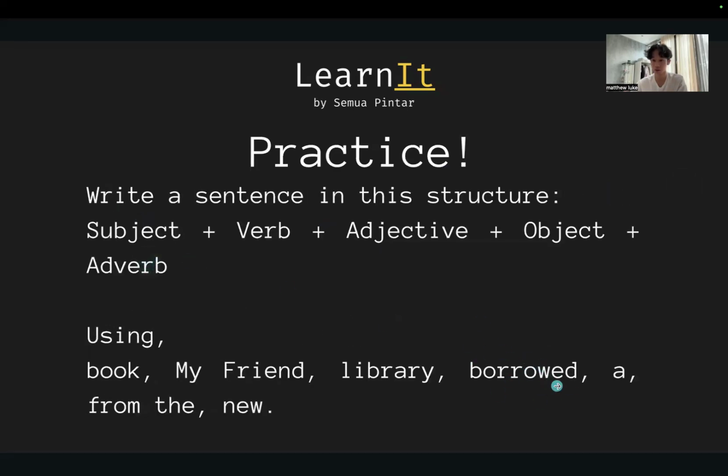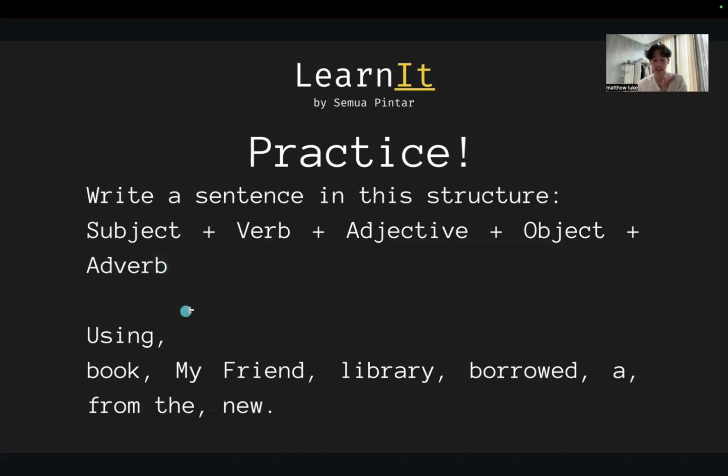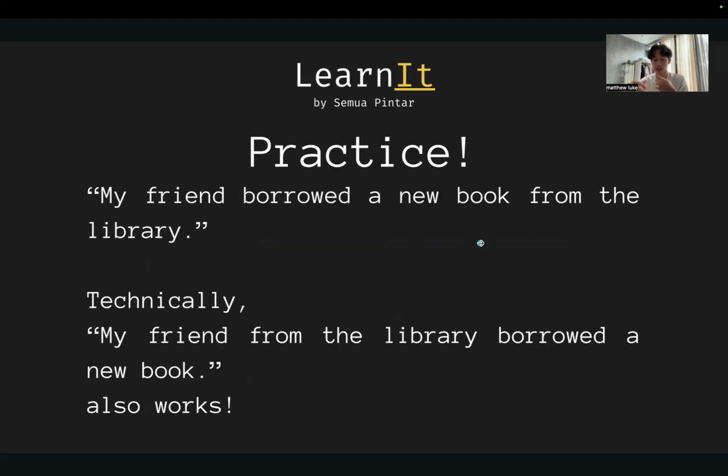Borrowed is the only verb in the sentence because it's the only action, so we can automatically place that over there. Borrowed a new book, where new is an adjective, since it's trying to describe something that's new. And the object being book, right? So a new book fits the criteria from before. And then from the library acts as the adverb, right? So that was the basic example of how you can rearrange words to become a sentence, right?